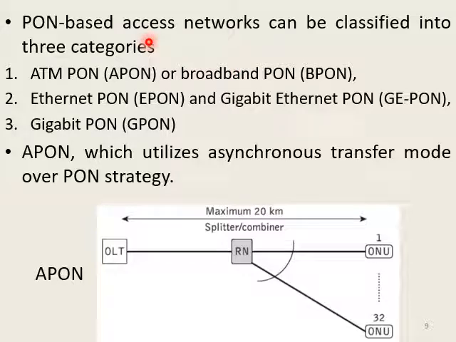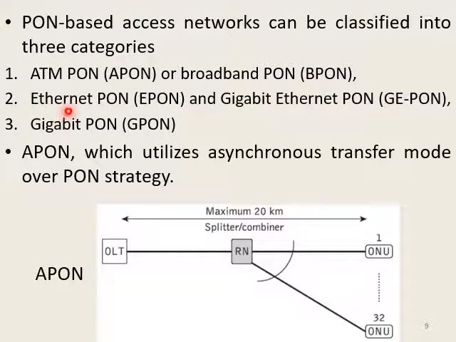So PON, as I mentioned earlier, is a passive optical network, and PON based access networks can normally be classified into three categories. The first is ATM PON, which we can simply call APON. ATM is asynchronous transfer mode, and PON is passive optical network. This one also has the name broadband PON.